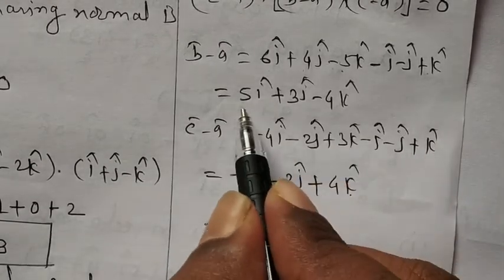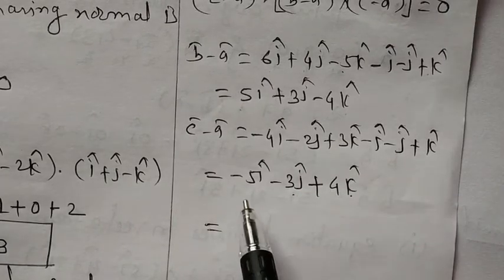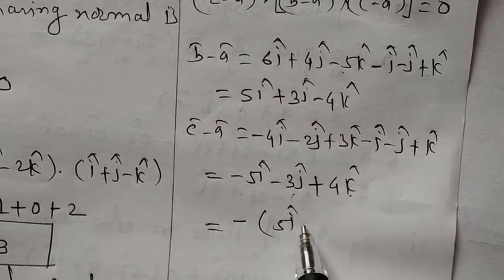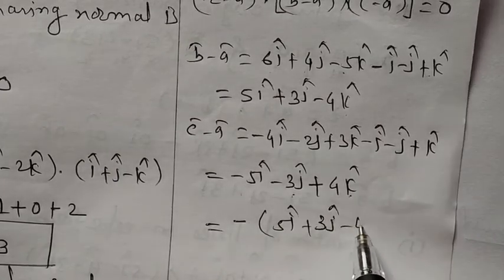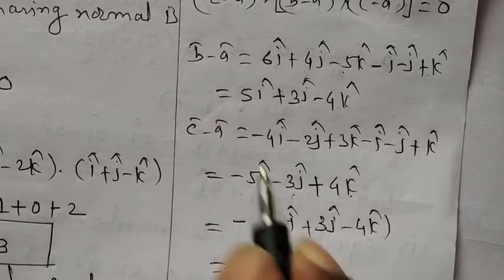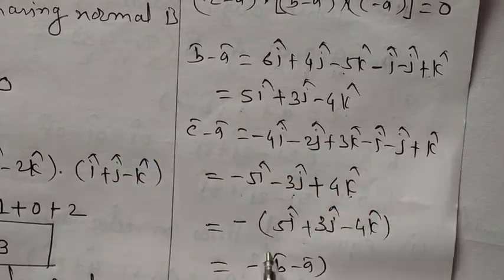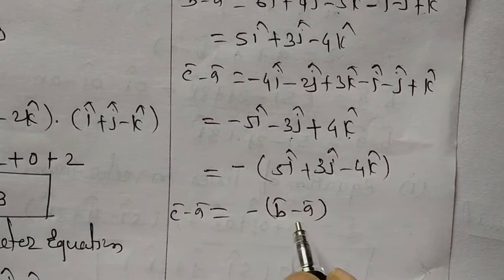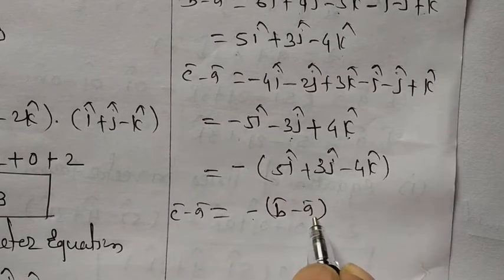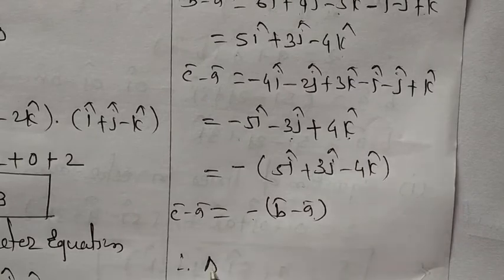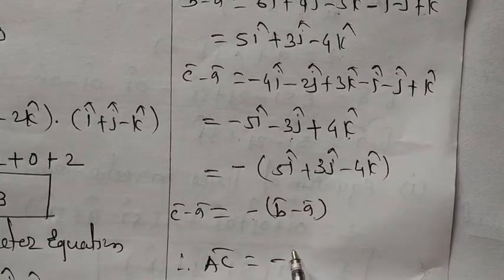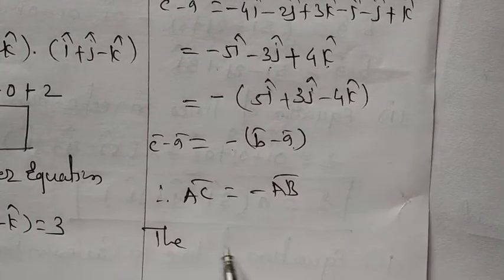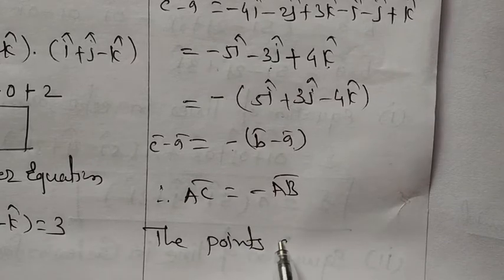Here we have 5i plus 3j minus 4k, and here minus 5i minus 3j plus 4k. Taking minus common, it becomes minus of (5i plus 3j minus 4k), which is b bar minus a bar. Then c bar minus a bar and b bar minus a bar, they are scalar multiples of each other. Therefore, AC bar is equal to minus of AB bar. If this is possible, it means the points are collinear.